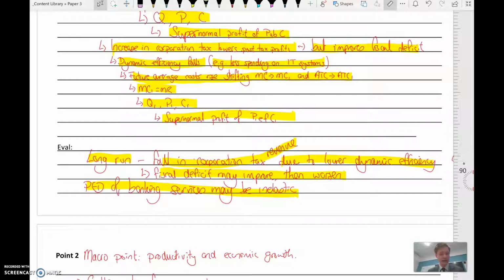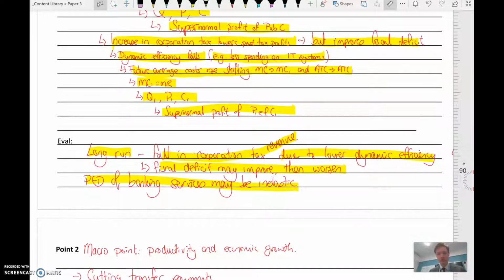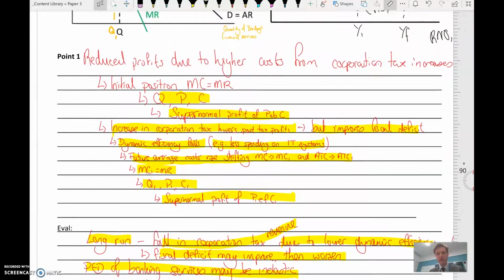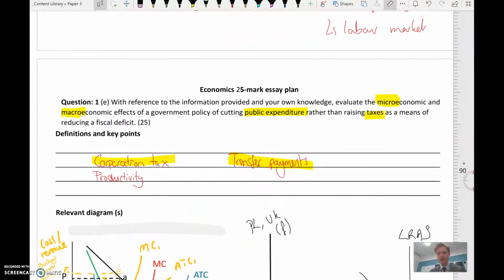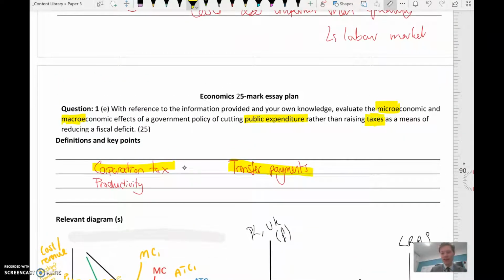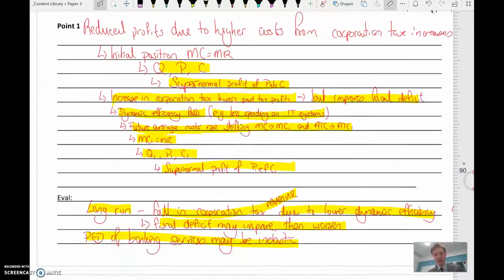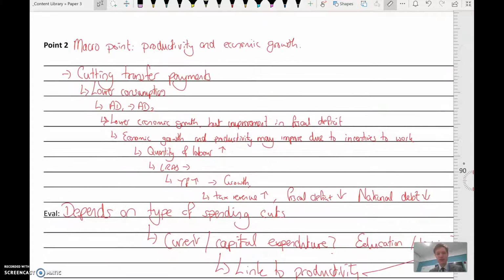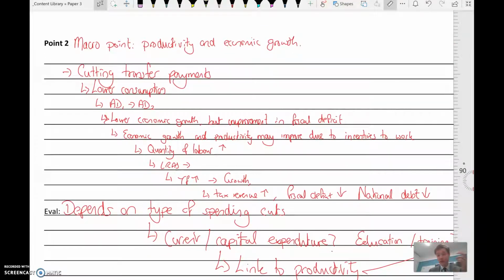Right, coming back. Transfer payments. Why have I chosen transfer payments? Well, my first point, I talked about corporation tax. I was attacking the first part of the question, the taxes. Now I'm going to attack the second part here, public expenditure. So I'm going to find a spending point. And the reason I've chosen transfer payments is that it gives me a different answer.